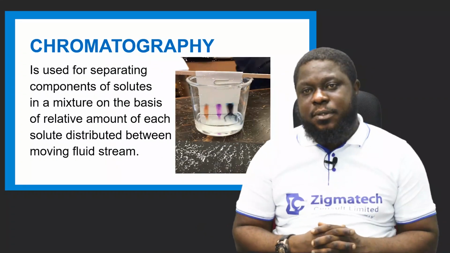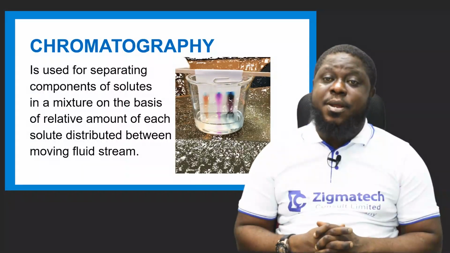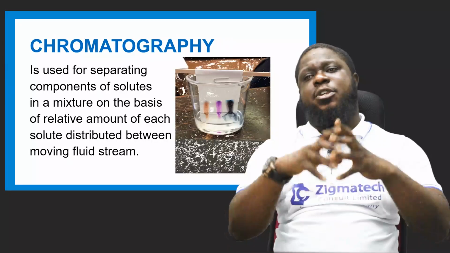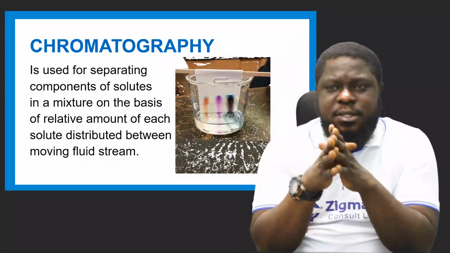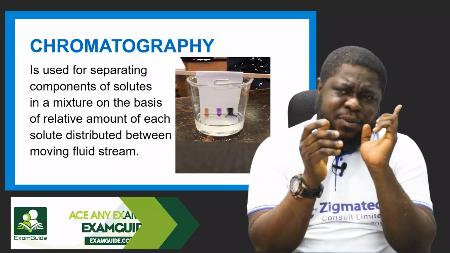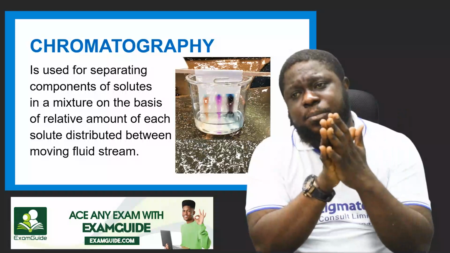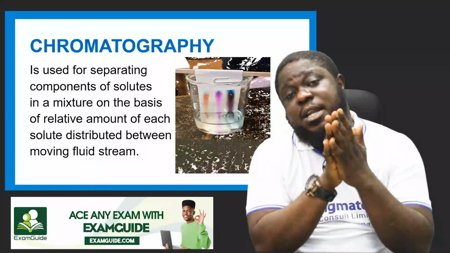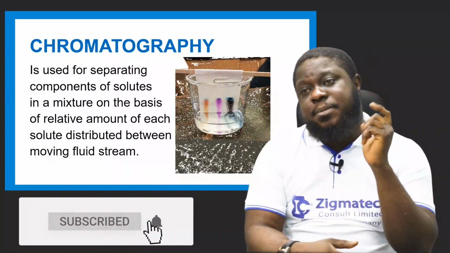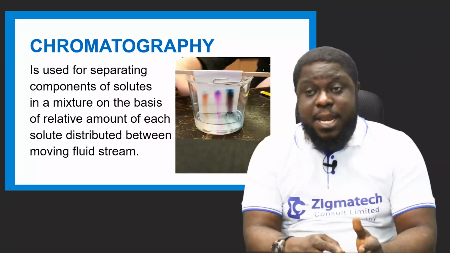Now, chromatography. Chromatography is used for separating components of solutes in a mixture on the basis of the relative amount of each solute distributed between a moving fluid stream. In this one, the solutes are fluids. I think I've defined a fluid for you sometime: a fluid is any substance that deforms under shear stress, and that shear stress is force. The subsets of fluid are gas, liquid, and plasma. These are the three states of matter that can exist as a fluid.